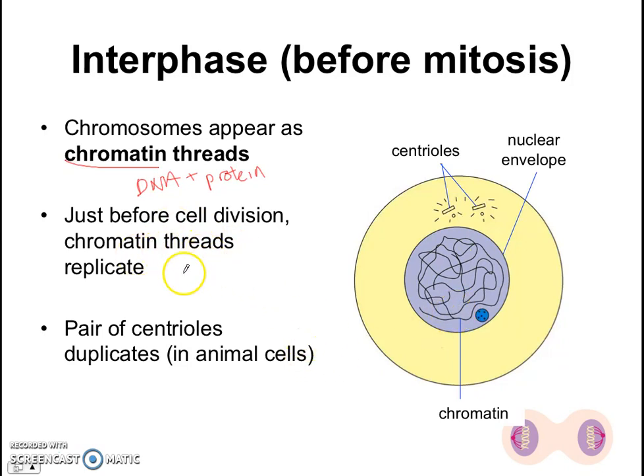And besides chromatin threads replicating, the pair of centrioles in animal cells will also duplicate themselves. So animal cells have this organelle called the centrioles. Normally they'll have a pair of them, one here, one here. And what will happen is that before cell division, the pair of centrioles will duplicate so that you get 2 pairs of centrioles in the animal cell. And we'll see in a while that these centrioles are important in helping the chromosomes to arrange themselves during mitosis.